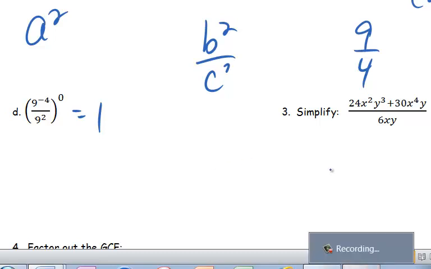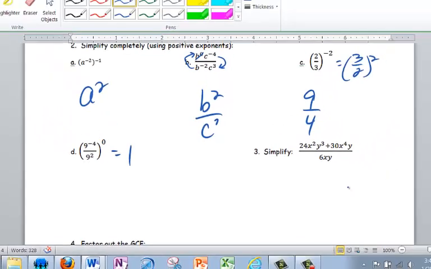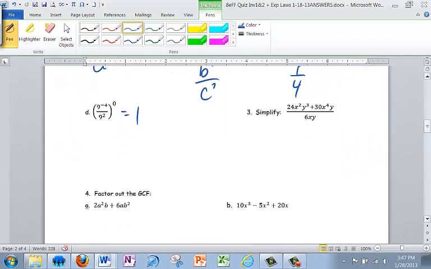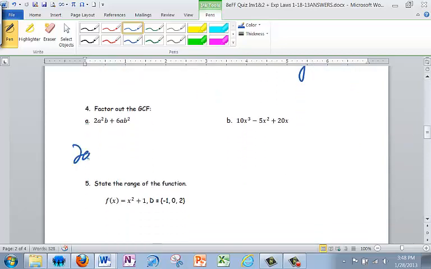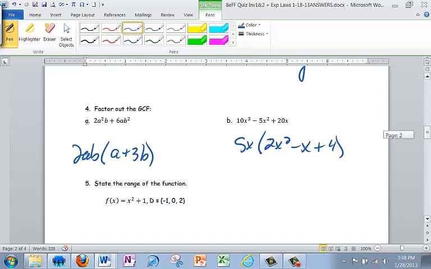Okay, so for number 3, you are dividing by a common factor. So divide, it's kind of like distribution, divide both of these, so you get 4xy squared plus, now divide these, 5x cubed, and then the y stays the same. Factor out the GCF. This went very well for most of you. The correct answer is 2ab parentheses a plus 3b, and for this one it is 5x parentheses 2x squared minus x plus 4. So if those are a problem for you, please let me know.